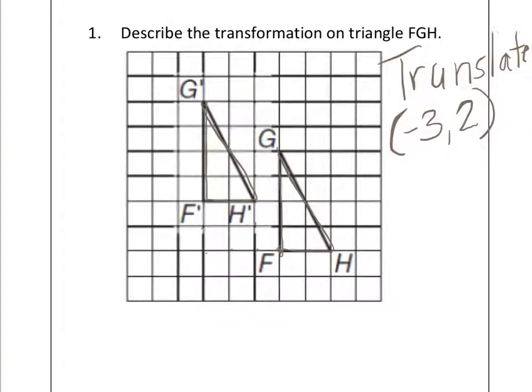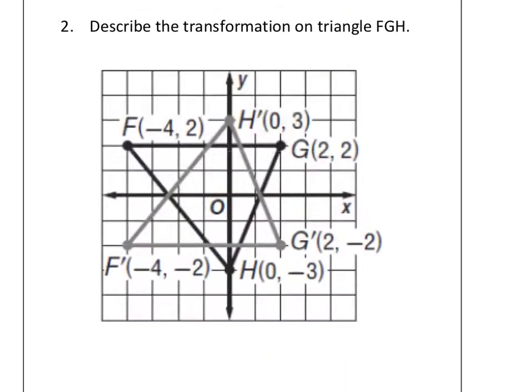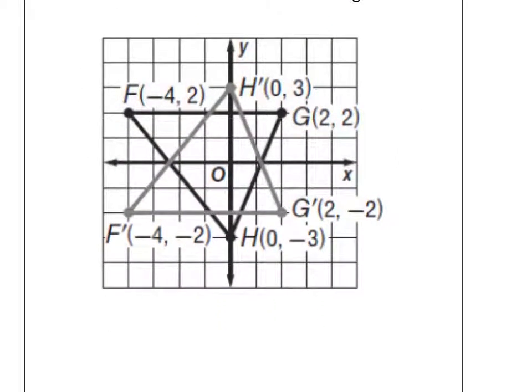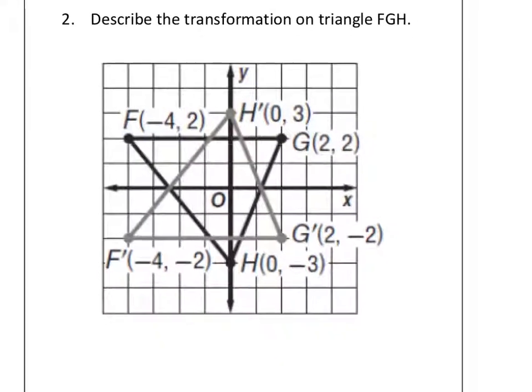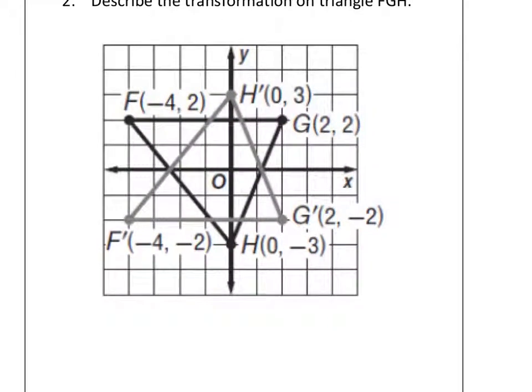Let's take a look at our next example. Let's see what they've done here. Wow, that's quite a figure there. So we're going to just try to describe this transformation. All I've got to do is look at one of my original points. So I'm going to take a look at H, and then I'm going to look at one of my new points. There's H prime. So I want to look at the old and the new of the same point. Well, the old point was 0, -3, and the new point is 0, 3.